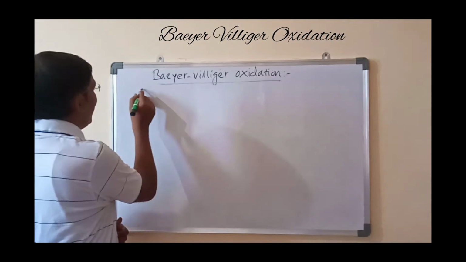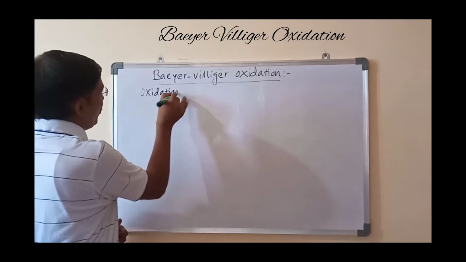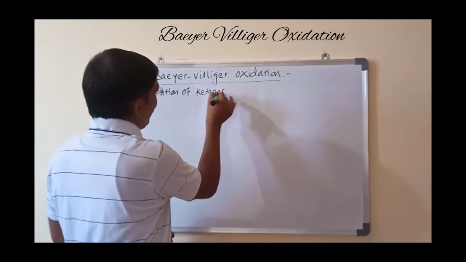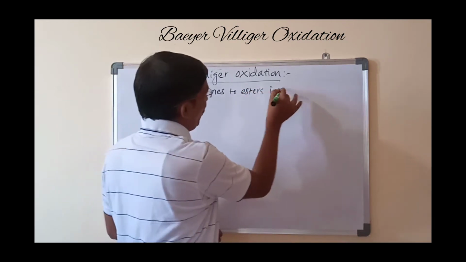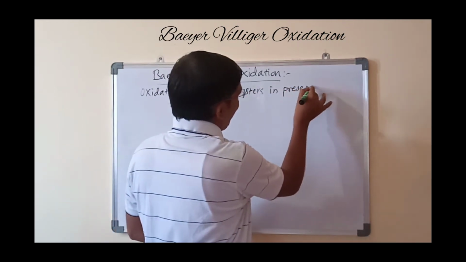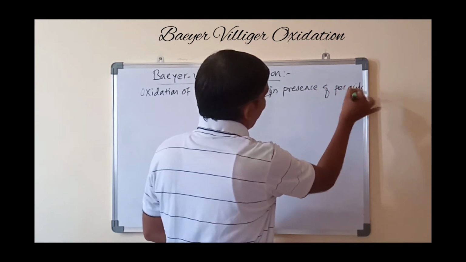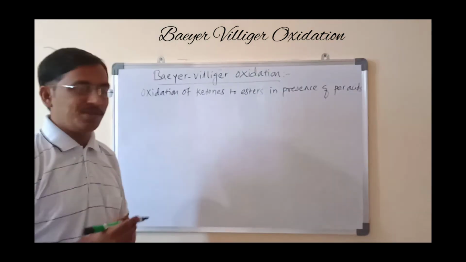That is, it involves oxidation of ketones to esters in presence of peracids. This reaction is the Baeyer-Villiger oxidation.